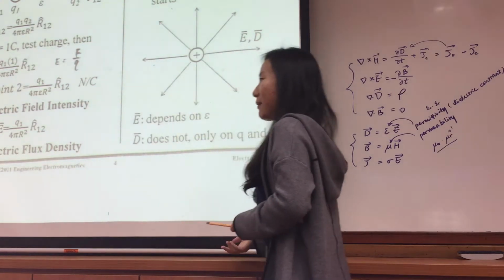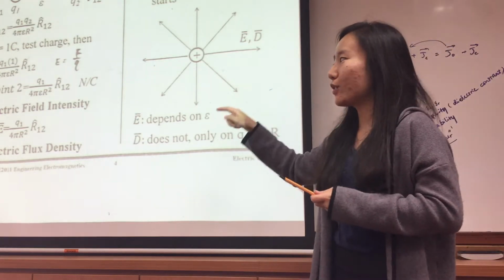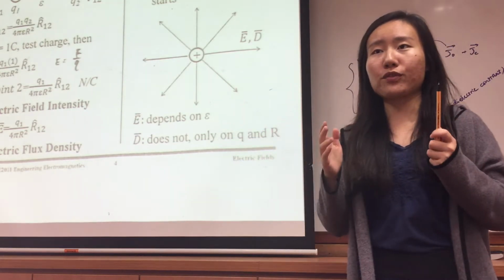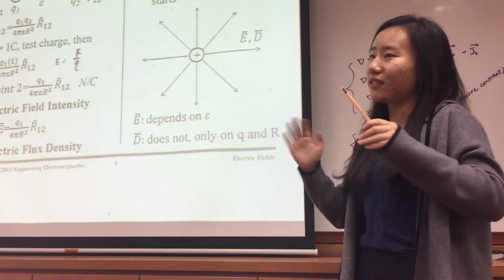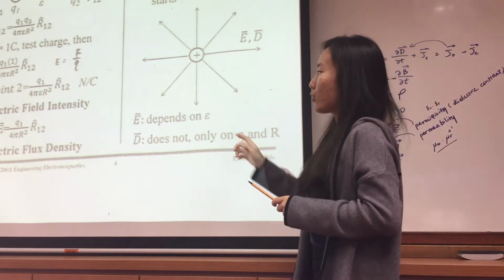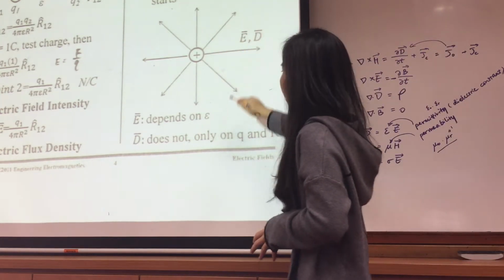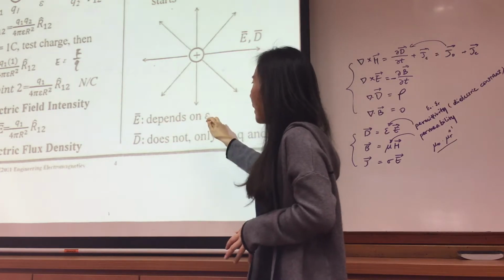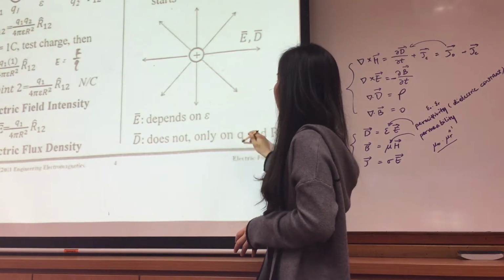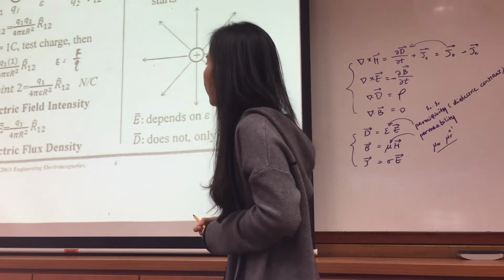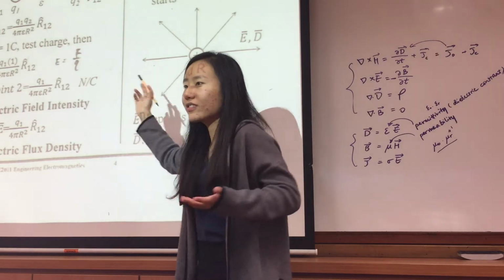Because sometimes people don't make it that nice, and they just ask questions in words. They don't write D or E, and then you're confused. This kind of thing really happens, and it causes you to lose a lot of marks for no reason. So just make sure you remember this. This is a positive charge, and E depends on epsilon. D does not, only on Q and R. You can see it very clearly from the formulas.